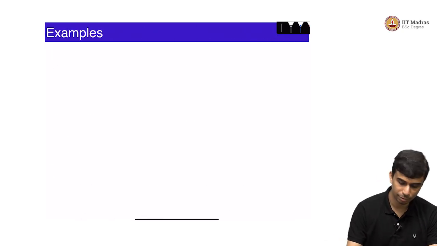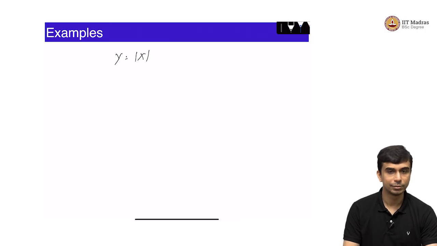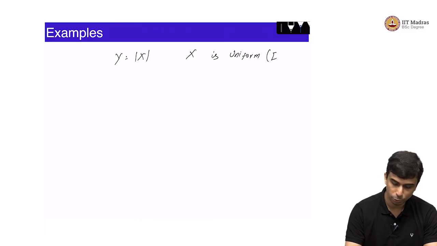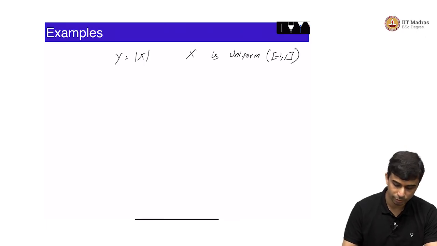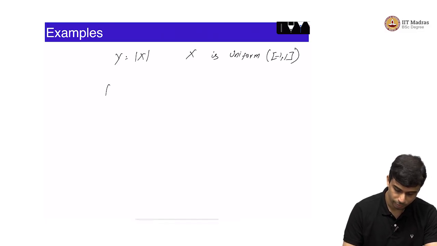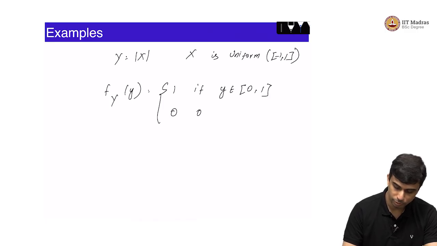Let us take a slightly more complicated example. Let us say y is equal to absolute value of x. Let us take the same thing where x is uniform from minus 1 to 1. What is the density function of y going to look like? You can use simple logic again, that is fy of y is going to be equal to 1 if y belongs to 0 to 1 and 0 otherwise.